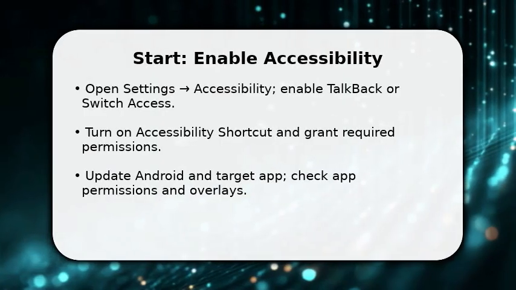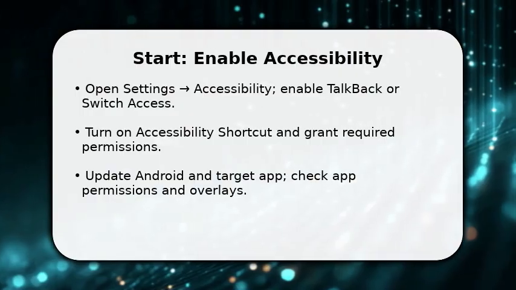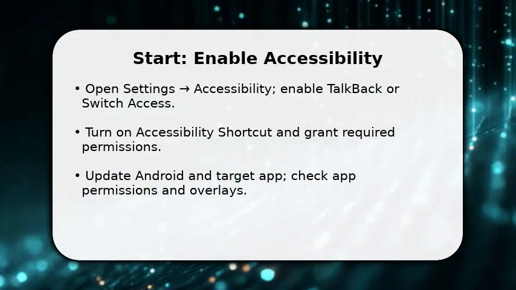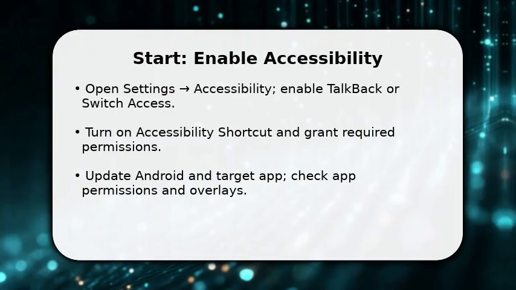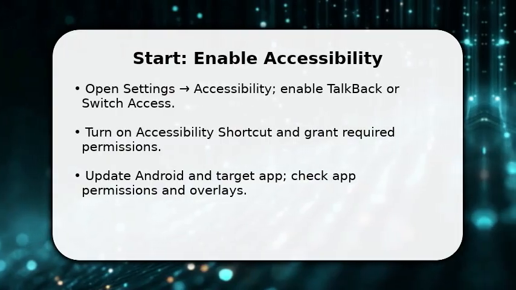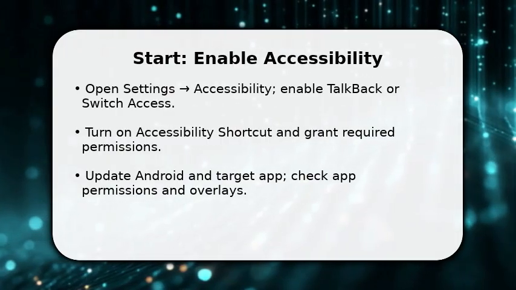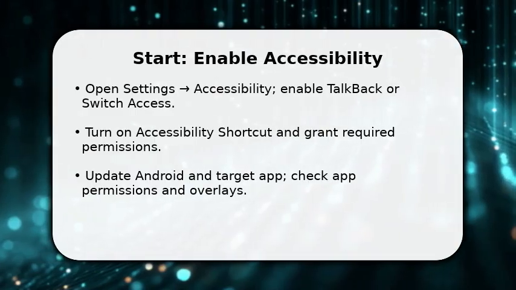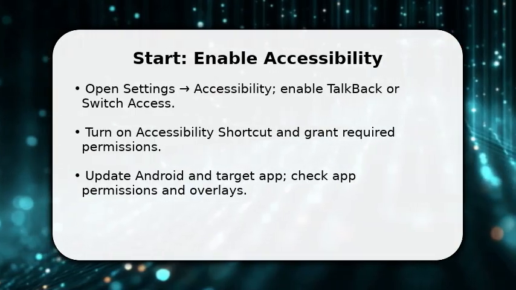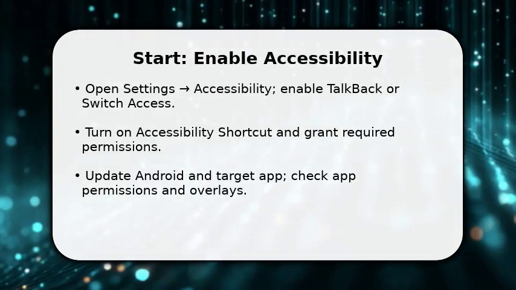You start by enabling the platform tools so you can observe behavior. First, go to Settings, right arrow Accessibility, and turn on TalkBack or the service you need. This lets you hear spoken feedback and expose focus issues. Once done, enable the accessibility shortcut and grant permissions so services run reliably.